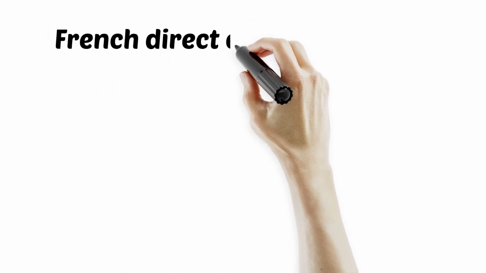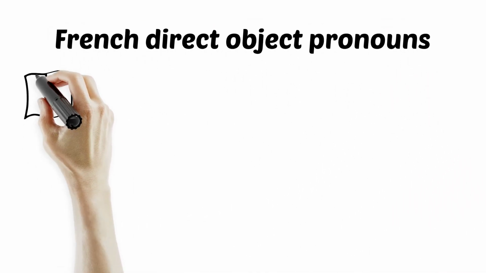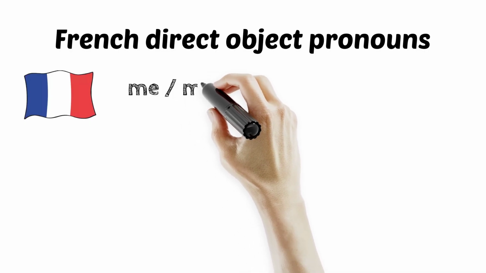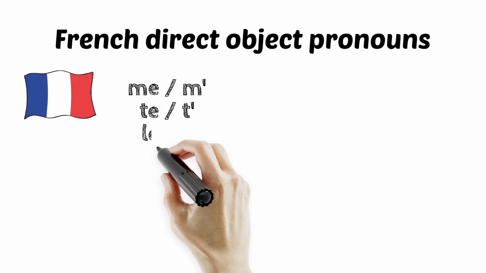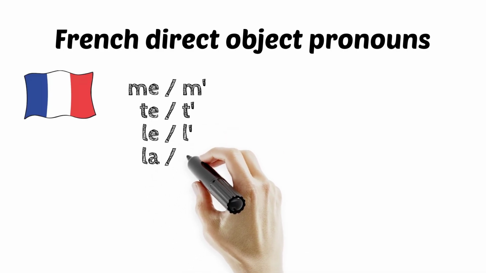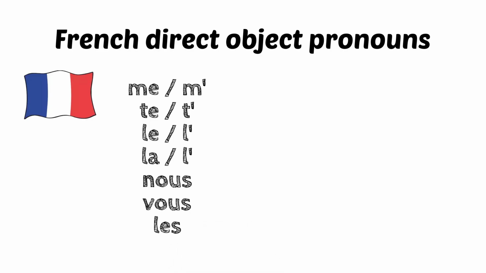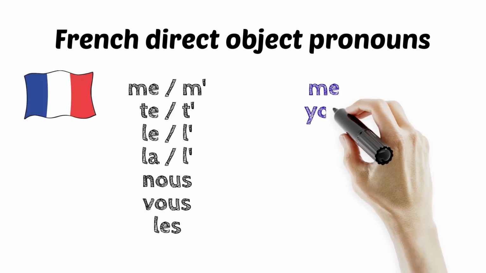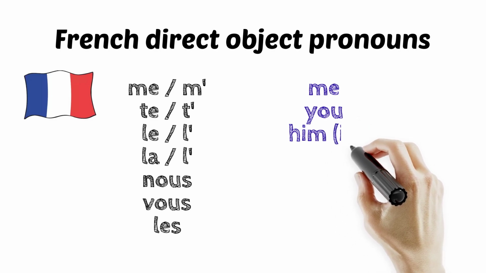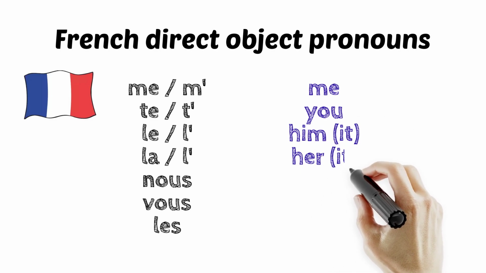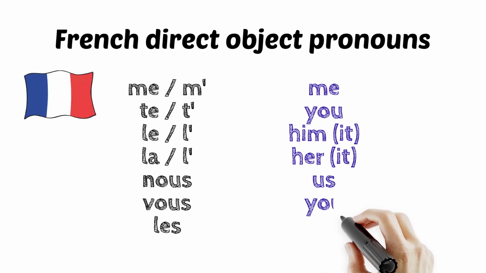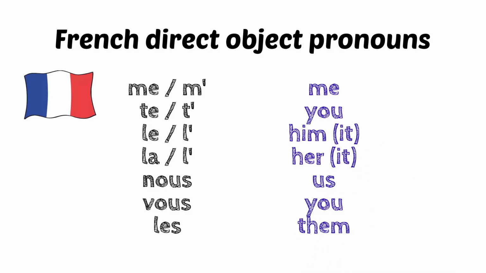So in French, our direct object pronouns are as follows. Me, te, le, la, nous, vous, and les. And they are the equivalent in English of me, you, him or it, her or it, us, you, and them.